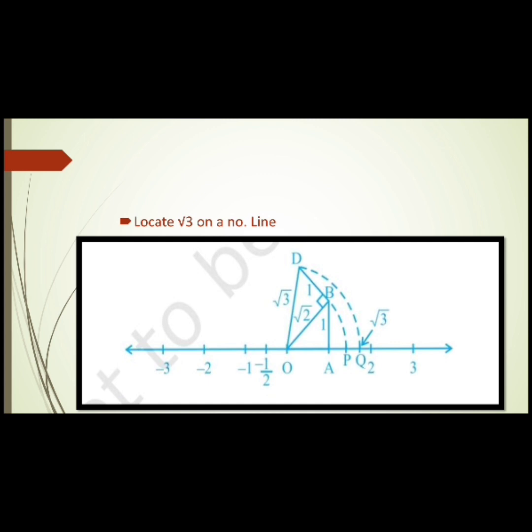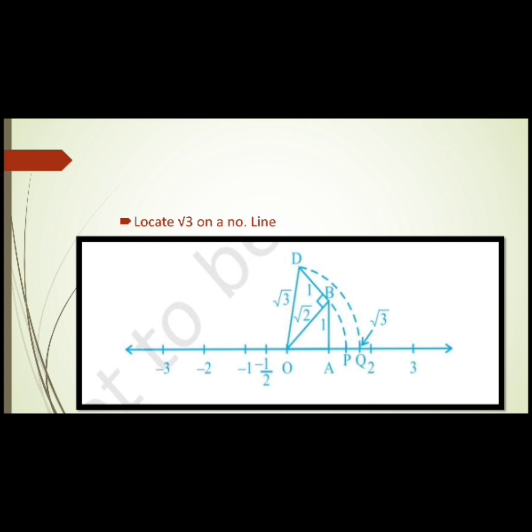Now you all know how we can get under root 3. Under root 3 is equal to the square root of under root 2 square plus 1 square. So you have to apply the Pythagoras theorem on under root 2 and 1. OB is under root 2, and you have drawn a perpendicular to OB, that is BD of length 1 unit.